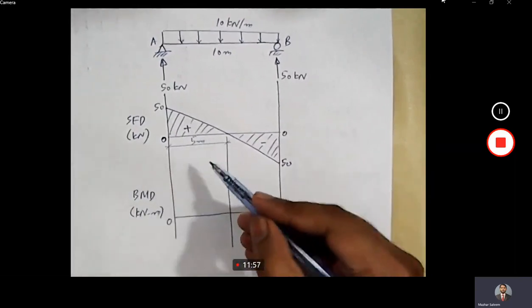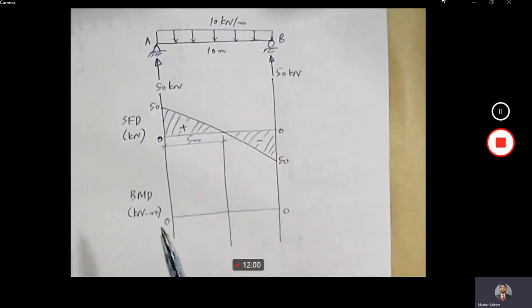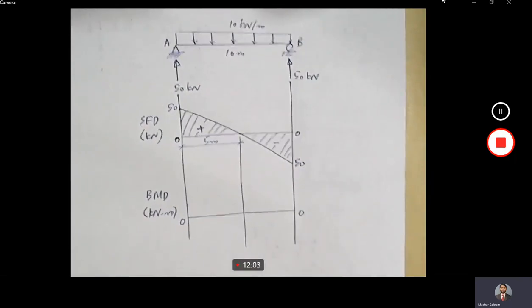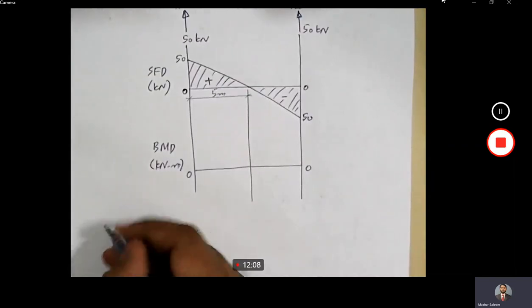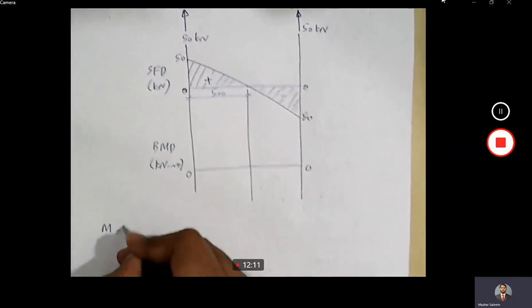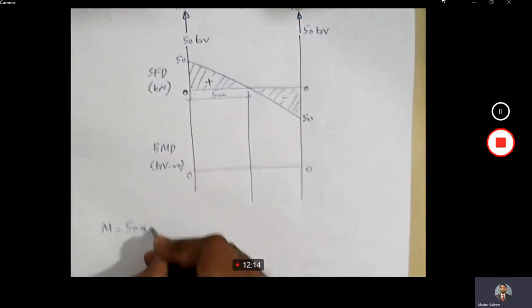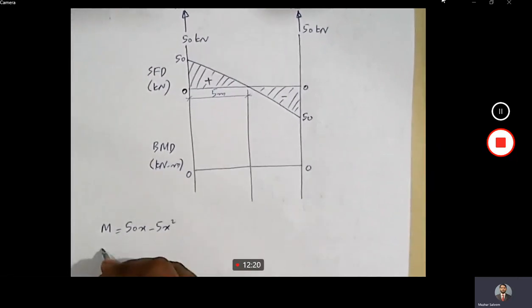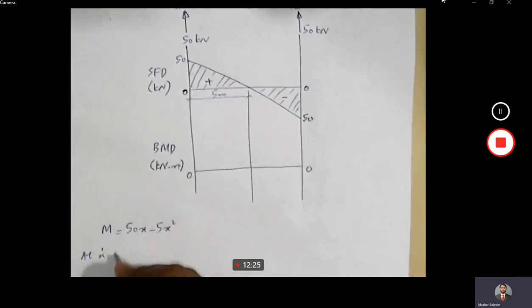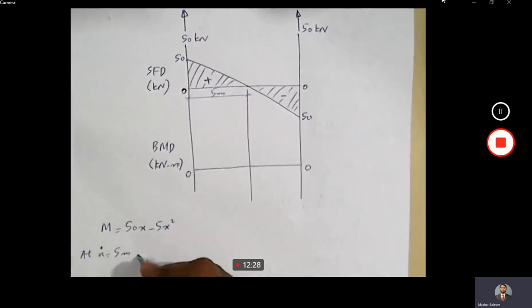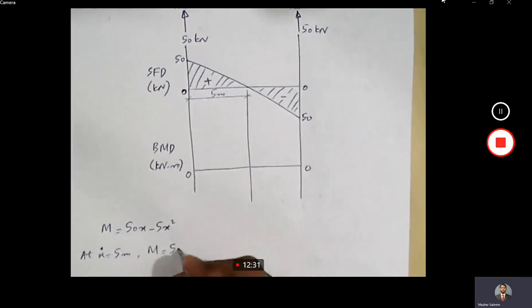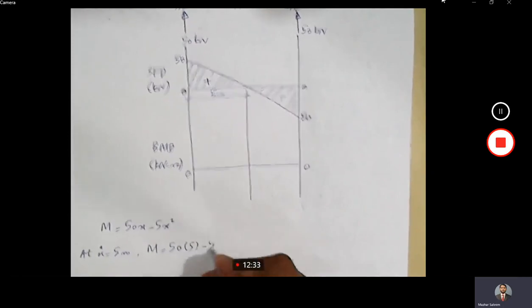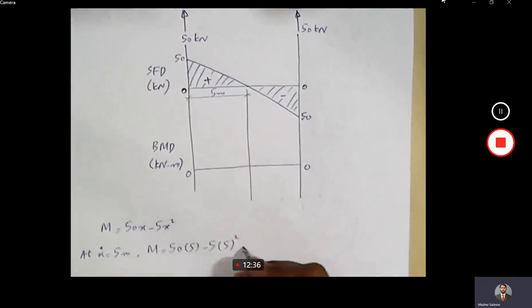So if this is equal to 5 meters, we need to calculate the bending moment at X equal to 5 meters. So what was the expression for bending moment? If I write it down here, the expression for bending moment M was 50x minus 5x square. Okay, and at X equal to 5 meters, M is equal to 50 into 5 minus 5 into 5 square.